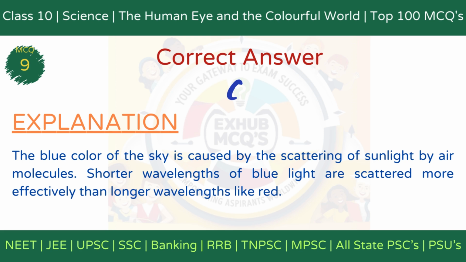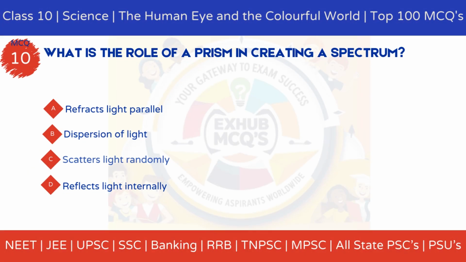MCQ 10. What is the role of a prism in creating a spectrum? Option A, refracts light parallel. Option B, dispersion of light. Option C, scatters light randomly. Option D, reflects light internally.